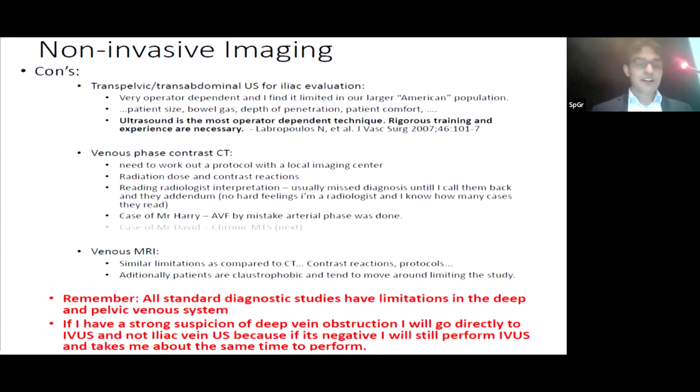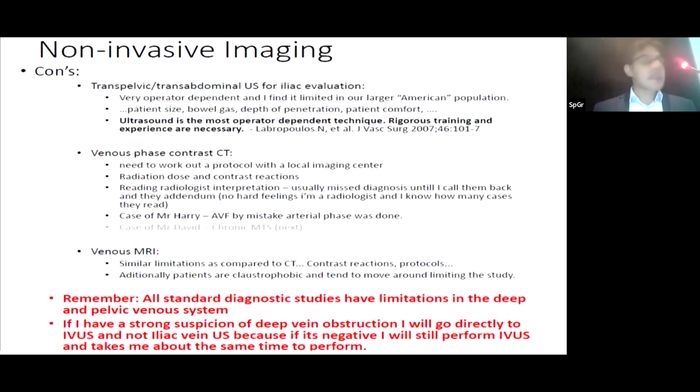I sent him for a venous phase CT, and the radiologist called me to say everything was normal. But when I explained the condition, what's going on, and asked him to look for any obstruction or May-Thurner, lo and behold, he called me 30 minutes later. He said, yes, you are right, I can see the venous obstruction in this patient. So again, it all depends on who's reading it. The same goes for venous MRI.